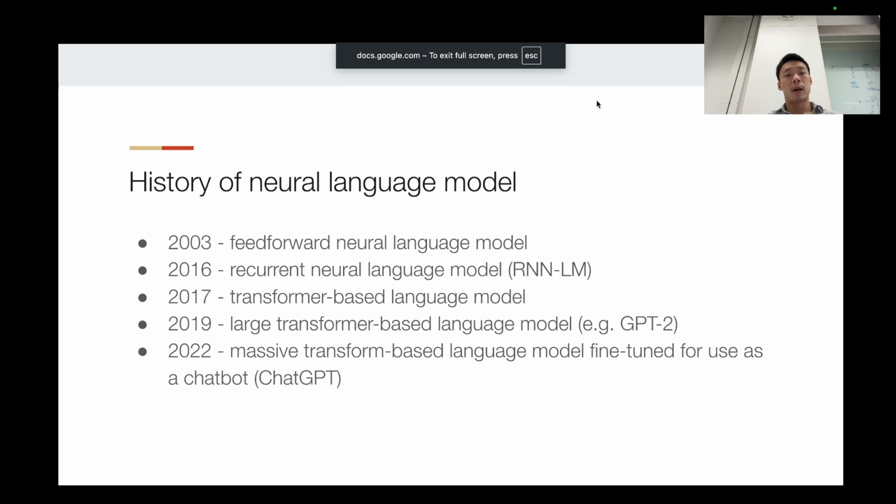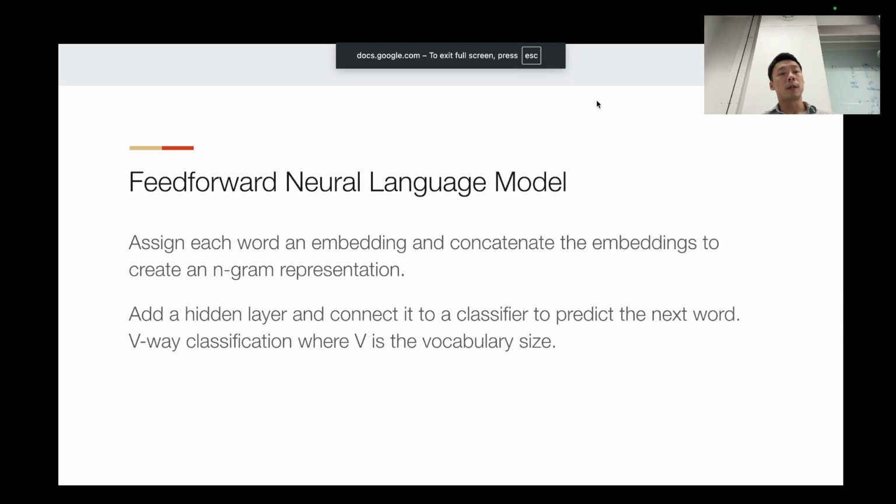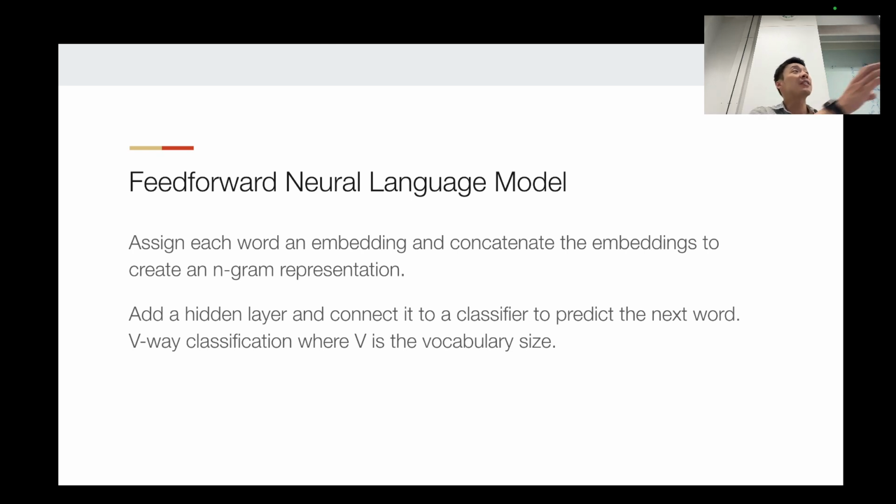Some history: the feedforward neural language model. We use word embeddings as features, and then you concatenate the embeddings together to become a feature vector. Once you have the feature vector, you can use it as a classifier to predict the next word. Yeah, so far so good.